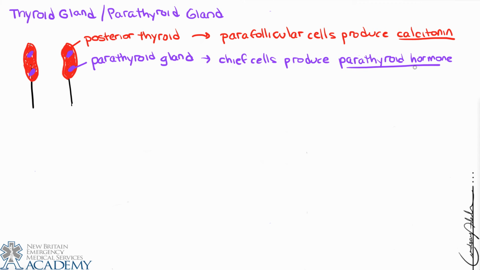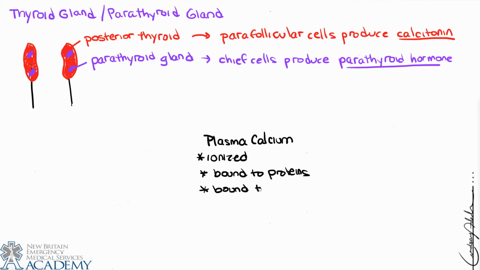The thing that's important to know about parathyroid hormone and calcitonin is that they actually work opposite of each other. They have opposite effects. Together, parathyroid hormone and calcitonin are responsible for regulating plasma calcium. So in plasma, calcium can exist in the ionized form, meaning just the calcium ion alone, and about 50% of the calcium is ionized. It can also exist bound to proteins, about 45% is bound to proteins, and it can be bound to anions, about 5% is bound to anions, and that would be things like phosphate ions, bicarb ions, and something else called citrate.